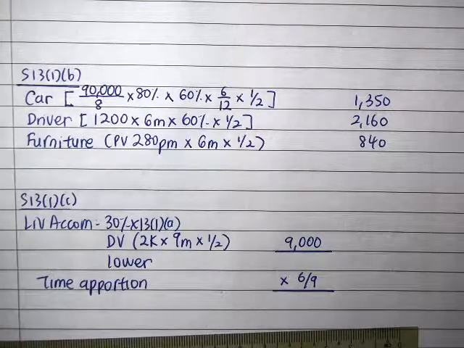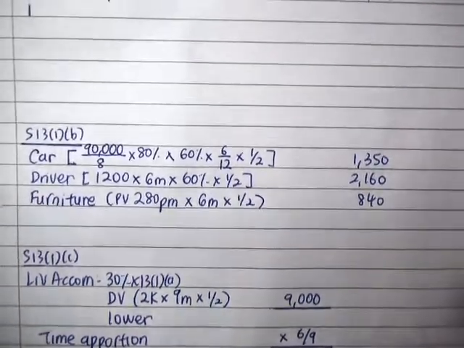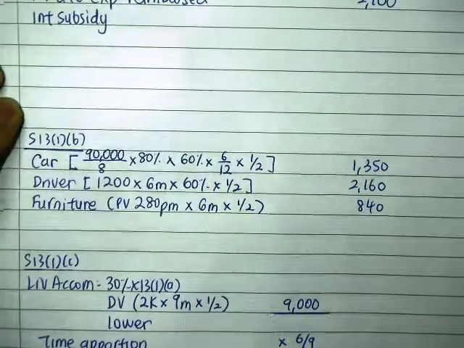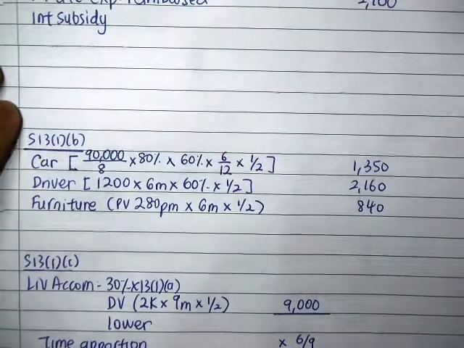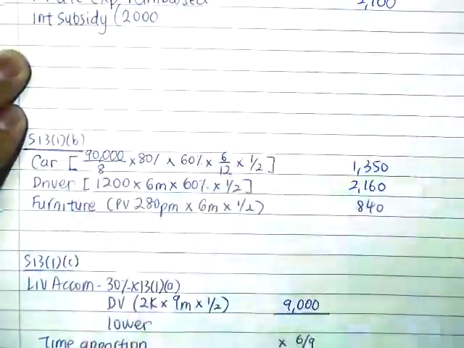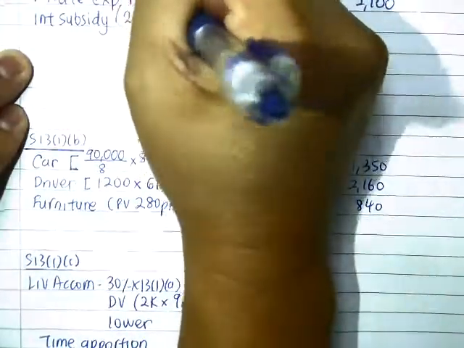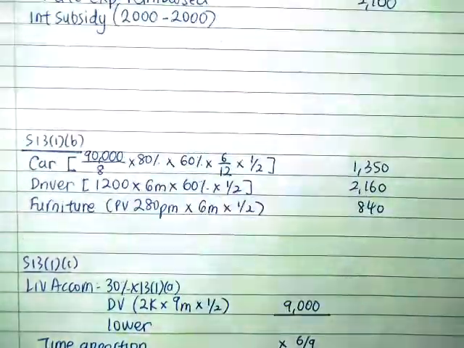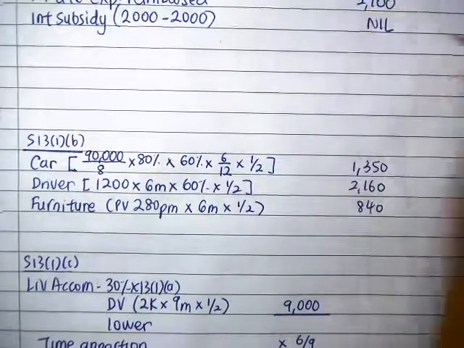Now, so that's the part to do with the house. Okay, the next part is the interest-free loan. Now, I go back to 13.1A on top. Okay, my interest subsidy. Now the subsidy is 2000, because the cost to the employer is 2000. This is interest free. The loan is not exceeding 300,000, so the whole interest is exempted. Okay, so nil.